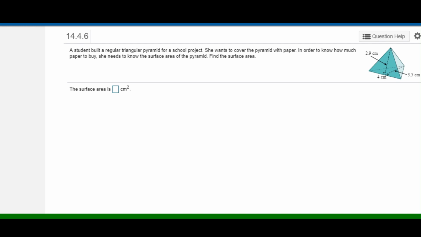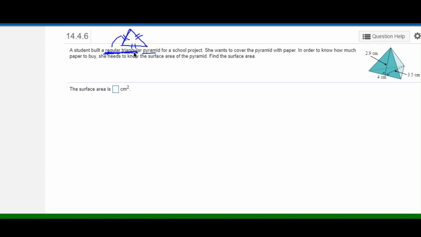surface area of the figure to see how much paper she needs to cover the regular triangular pyramid. Now, since this is a regular triangular pyramid, that means the base is a regular triangle, which means the base is an equilateral triangle, which means all of the lateral faces are going to have the exact same base.